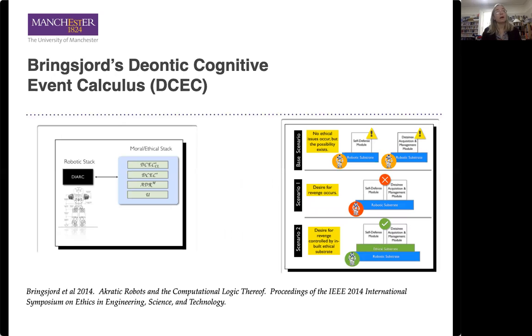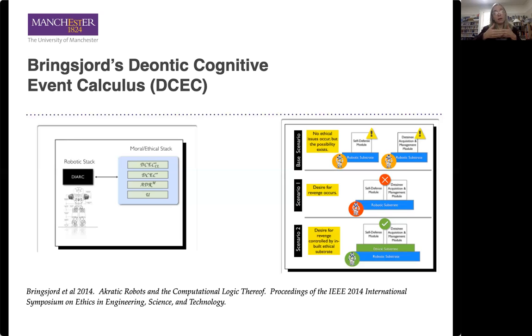So one of the earlier ethical implementations in this style is Bringsjord's deontic cognitive event calculus, DCEC. And I've got an example here from one of its earlier papers on the subject, "Akratic Robots and the Computational Logic Thereof." In this case, he's looking at a robot that is charged with guarding prisoners. The robot has a self-defense mechanism. So if someone attacks it, the robot is supposed to disable them. But it also has this duty that if someone is a prisoner, it should refrain from harming that person.